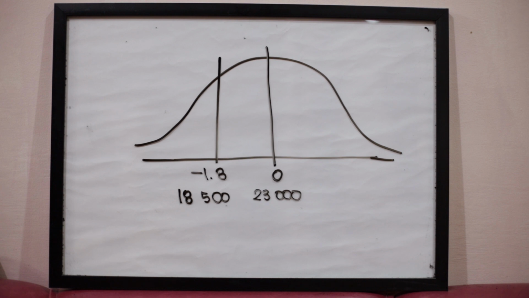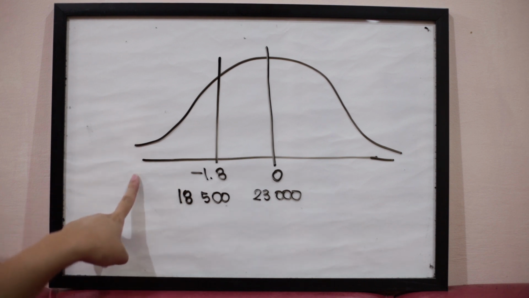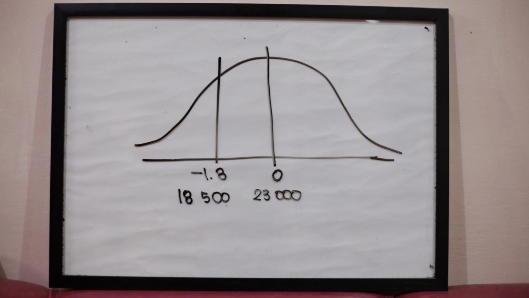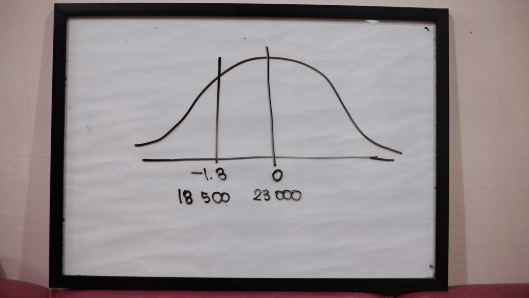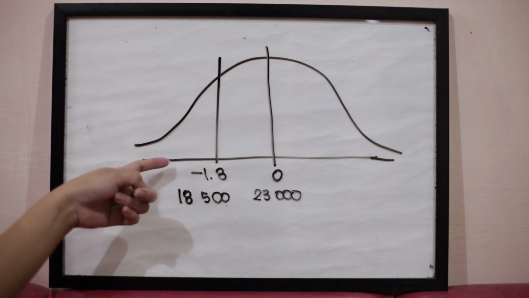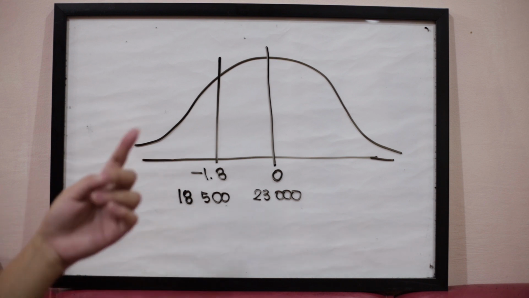Now, if you'll ask me, ma'am, do we have to write both the raw score and the Z-score? You may, or you may only write the Z-score or the raw score. It depends on you, whichever is easier for you. If you want to use the two, then you may. If you want to use the Z-scores only, then you may also.